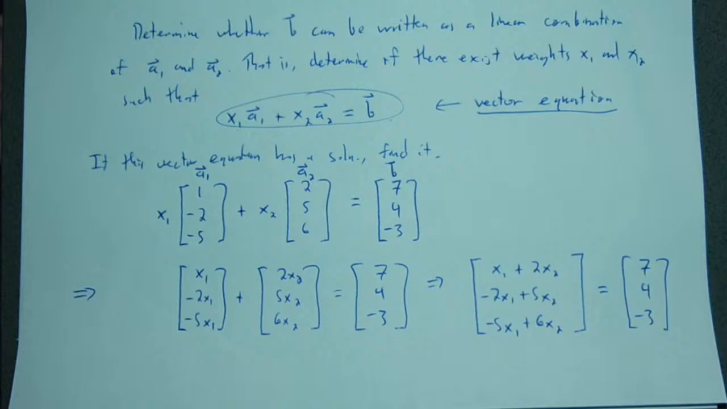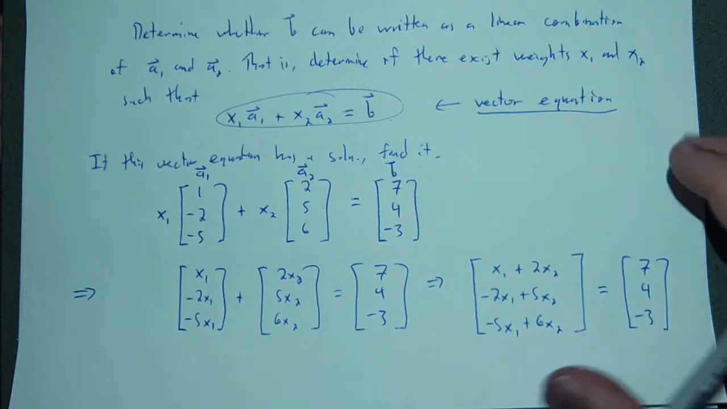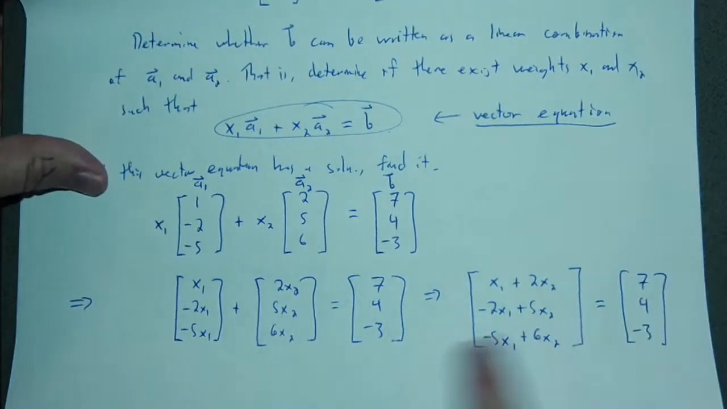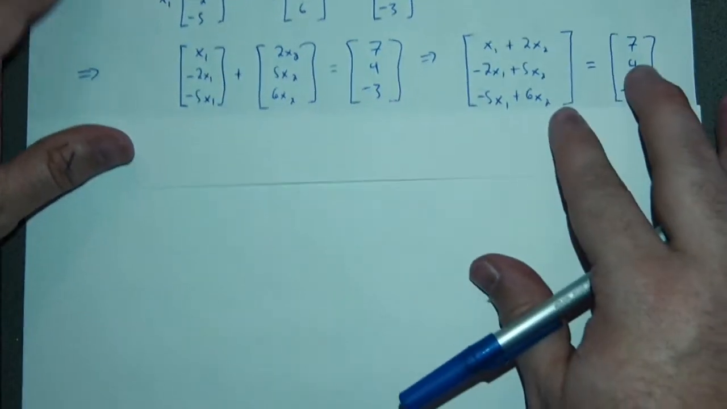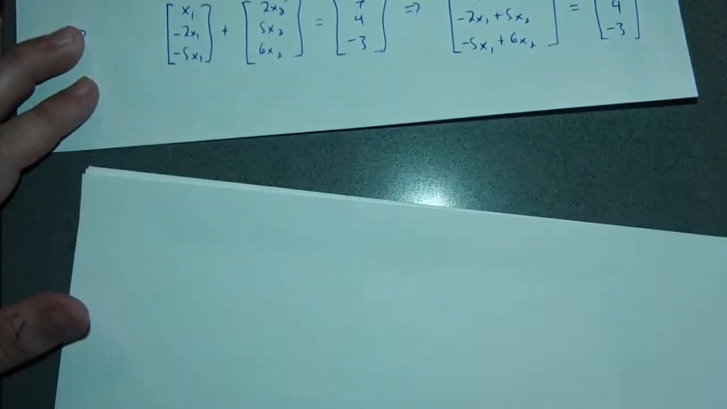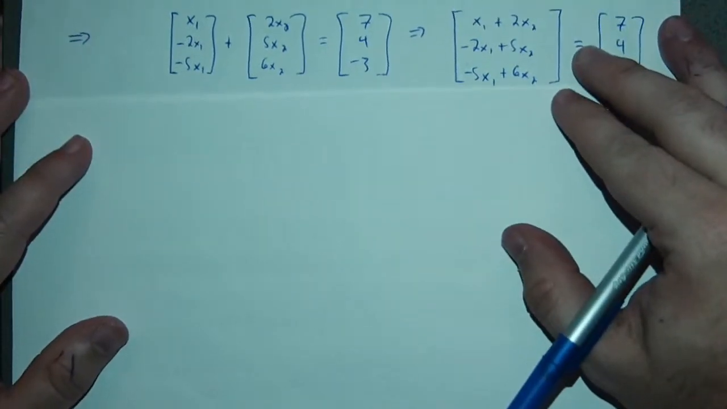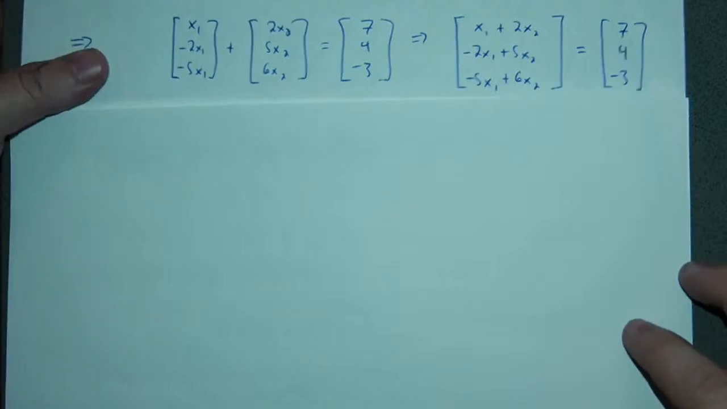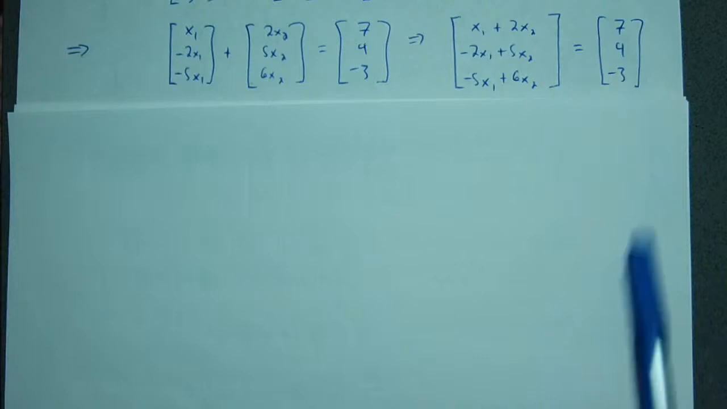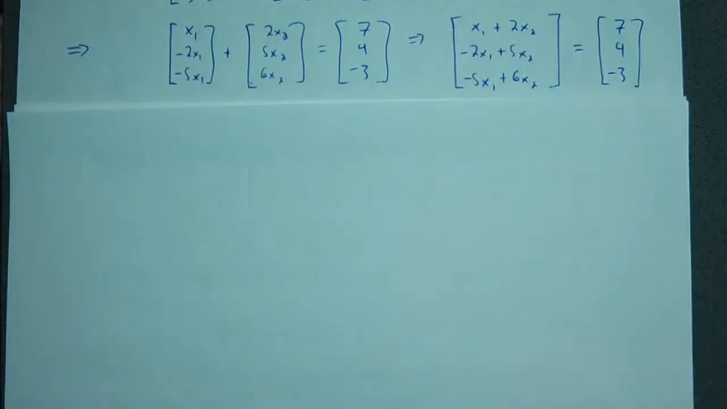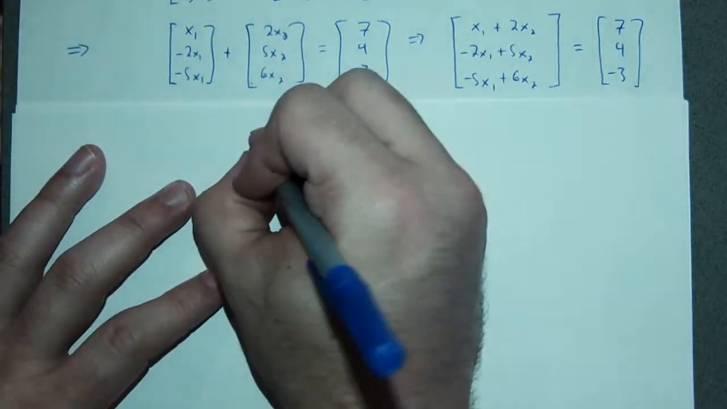But now you see what's happening here. Continuing on, I don't want to take this entirely off the page, so I'll just move it up here for the time being. So here's where we are. Two vectors are equal if and only if each of their corresponding entries are equal. Then this takes this vector equation and turns it into a linear system.